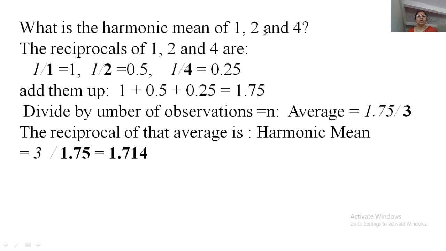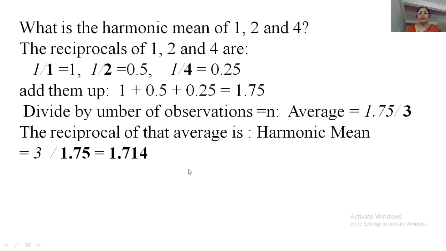Can you see? If you take arithmetic mean, 1 plus 2 plus 4, that is 7 upon 3, which is 2.3333. If you take geometric mean, it is the cube root of 1 into 2 into 4. So it is the cube root of 8, which is 2. So here arithmetic mean is 2.333, your geometric mean is 2 and your harmonic mean is 1.714.